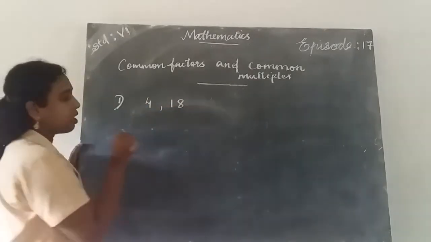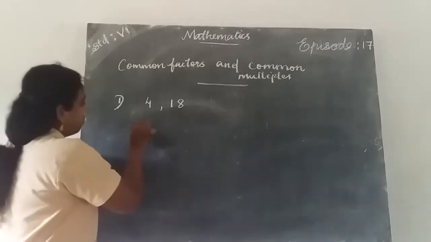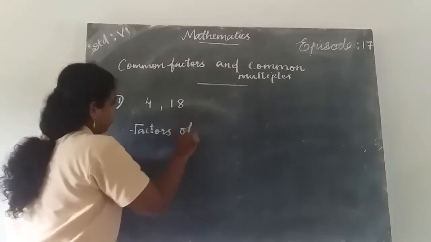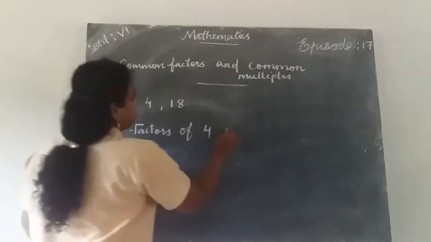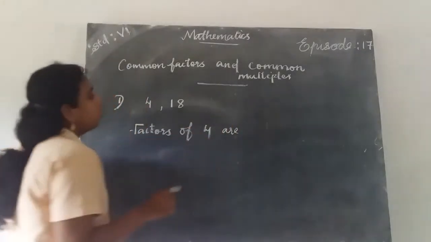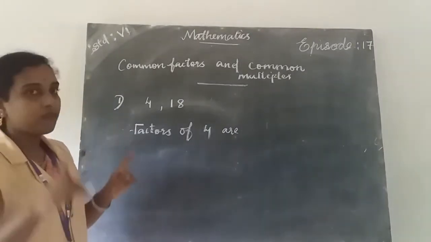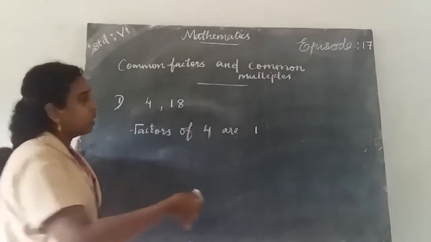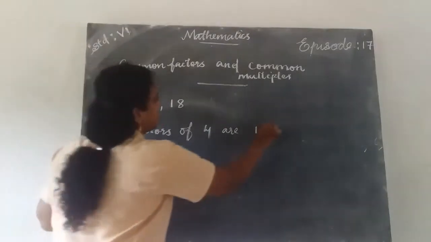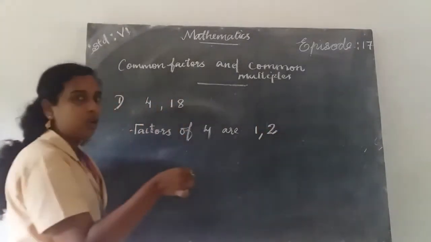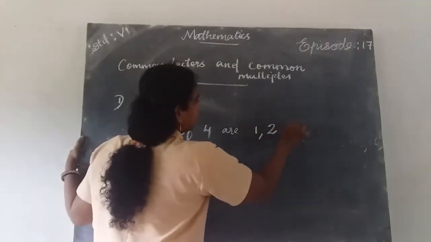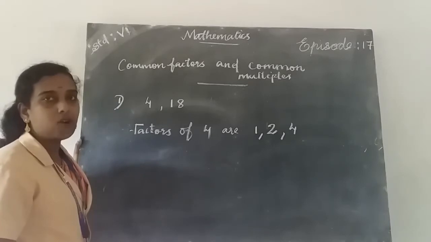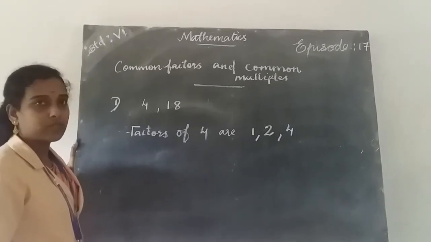So first we write the factors of 4. First one is factors of 4. 4 comes under the table of 1. So 1 is a factor of 4. Then next, 4 comes under the table of 2. 2 2s are 4. Then 4 comes under the table of 4. So 1, 2, 4 are the factors of 4.